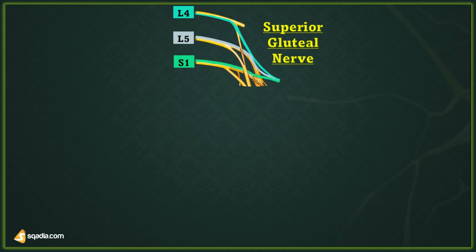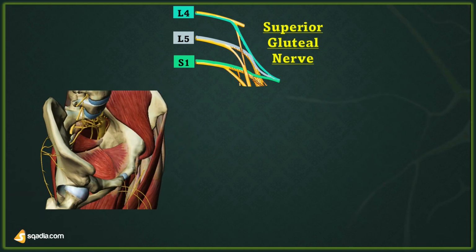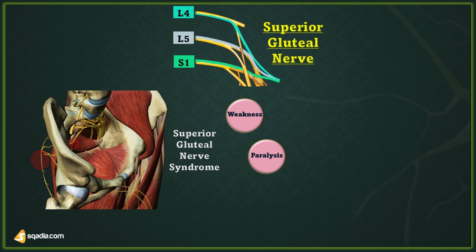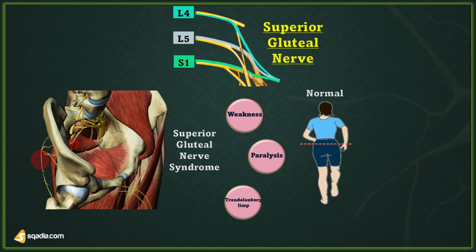If we talk about its clinical significance, damage or compression of the superior gluteal nerve can result in a condition known as superior gluteal nerve syndrome. This can occur due to trauma, compression, or other underlying conditions. Symptoms may include weakness or paralysis of the gluteus medius and minimus muscles, leading to a characteristic gait pattern with Trendelenburg limp.